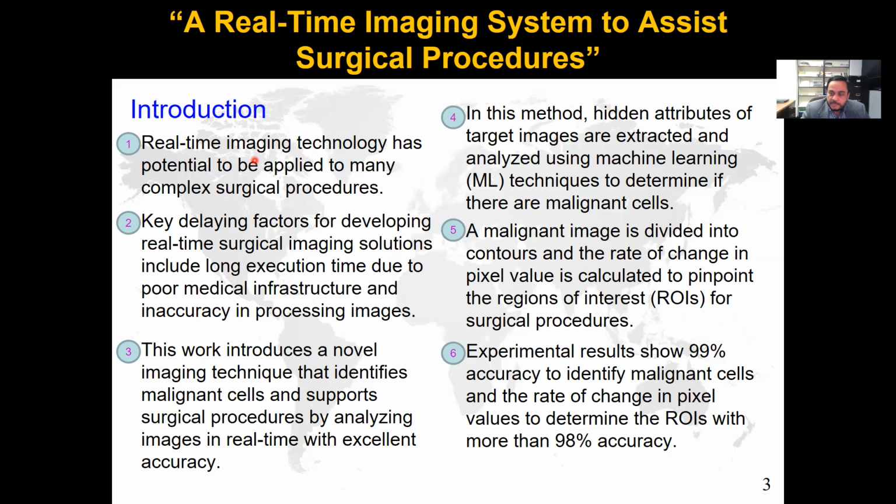In the proposed method, hidden attributes of target images are extracted and analyzed using machine learning techniques to determine if there are malignant cells. A malignant image is divided into contours, and the rate of change in pixel values is calculated to pinpoint the regions of interest for surgical procedures. Experimental results show 99% accuracy to identify malignant cells, and the rate of change in pixel values to determine the regions of interest with more than 98% accuracy.